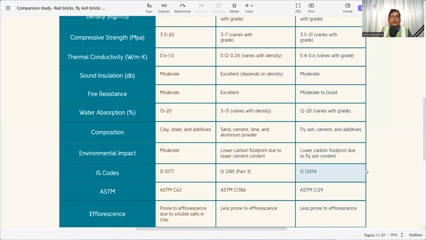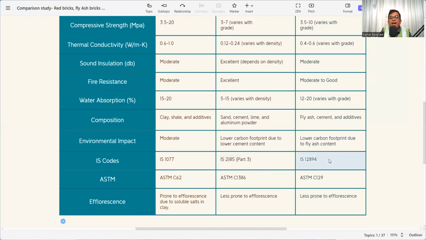So if we think about the environmental aspect impact, there also the AAC block or the fly ash bricks are more prone to preserve the environment compared to red bricks. So if you are keen on protecting the environment, always go for the AAC block or the fly ash bricks. And what is the IS code used for that? For the red bricks, IS 1077. For the AAC block, IS 2185 part 3, and for the fly ash bricks, IS 12894. And what is the ASTM standard? ASTM C62, ASTM C1386, and fly ash is C1707.